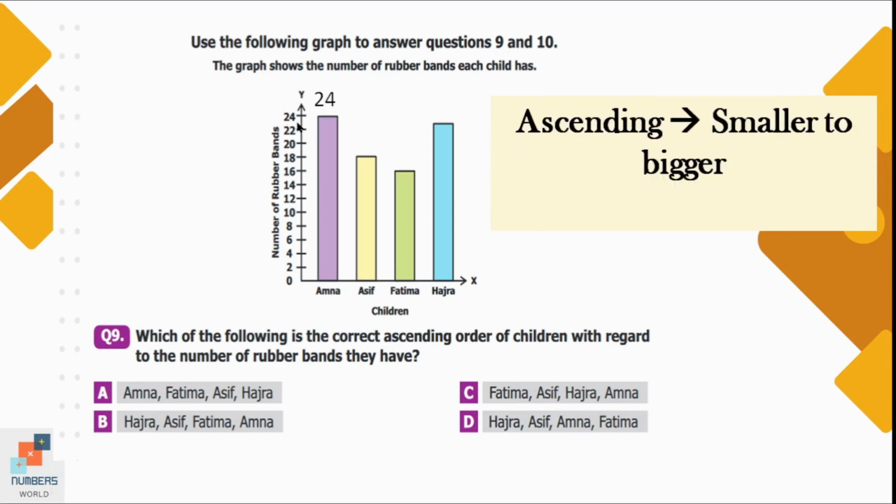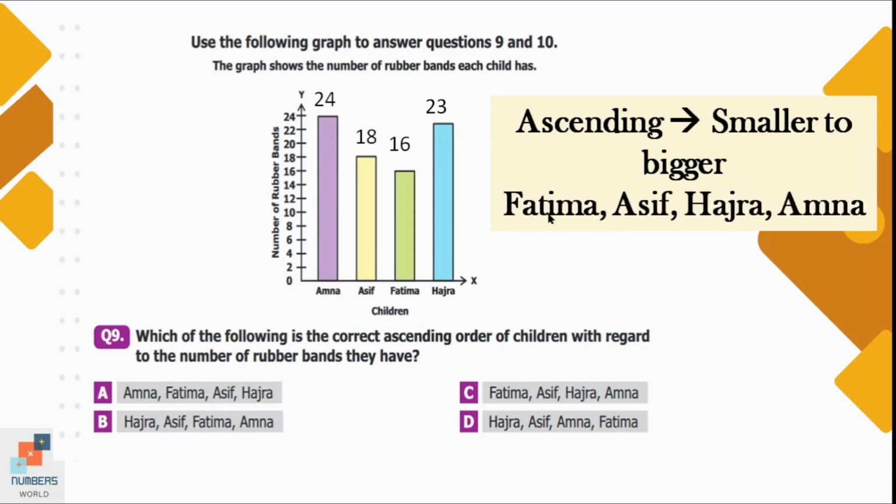So Amna has 24 rubber bands, Asif has 18, Fatima has 16 rubber bands, and Hajra has 23. So if we arrange all the numbers in ascending order, the sequence will be Fatima, Asif, Hajra and Amna, which is our option C.